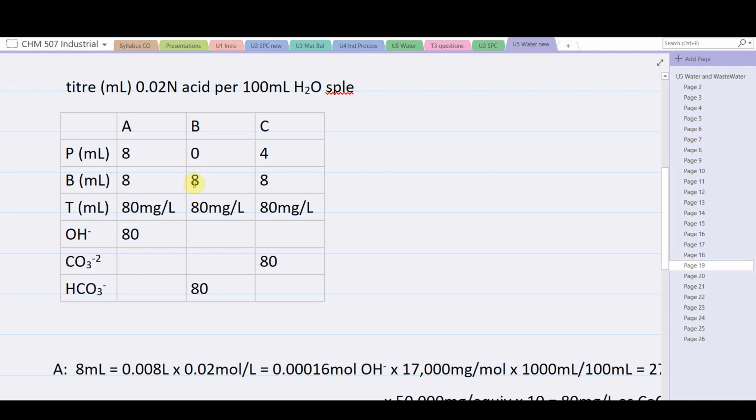The total alkalinity then is 10 milligrams per liter per mil of acid, which is 80 milligrams per liter. But it's all present as bicarbonate this time. But really it's the same amount of alkalinity, isn't it, as the first case? It's just a different kind.